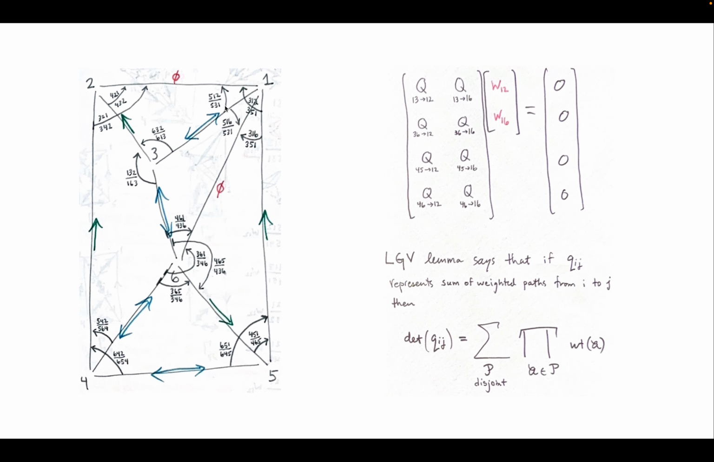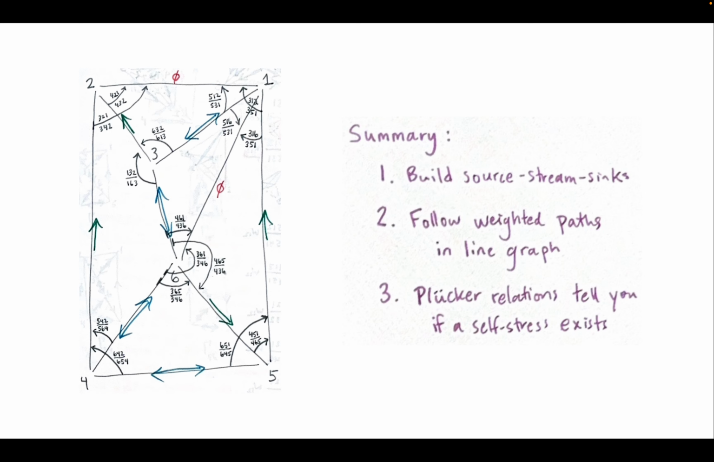Okay. So I won't go into more details unless people ask questions, but summary. Number 1, build the source stream sink thing on the graph, okay? Then number 2, follow the weighted paths in the line graph, so swiveling from the sources to sinks. Number 3, the Plücker relations tell you if they balance, which means a self-stress will exist.